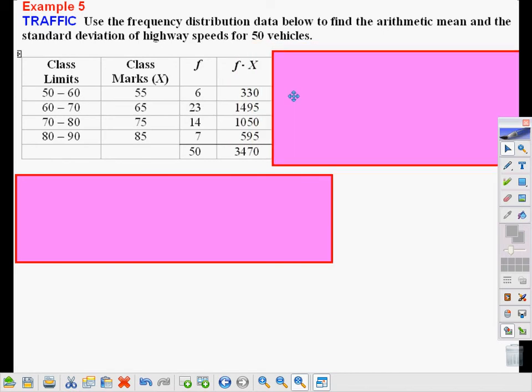All right, so the first thing we need to do is to take the frequency and multiply it by the class marks, which gives us an approximation of the sum of all the values in that class. Now, this is an approximation, we don't know exactly, but it is acceptable for our uses here. Okay? So I would expect if I added up all the cars in the 50 to 60 mile per hour range, that if I added up all their speeds, they'd come out to 330. And that's 6 times 55.